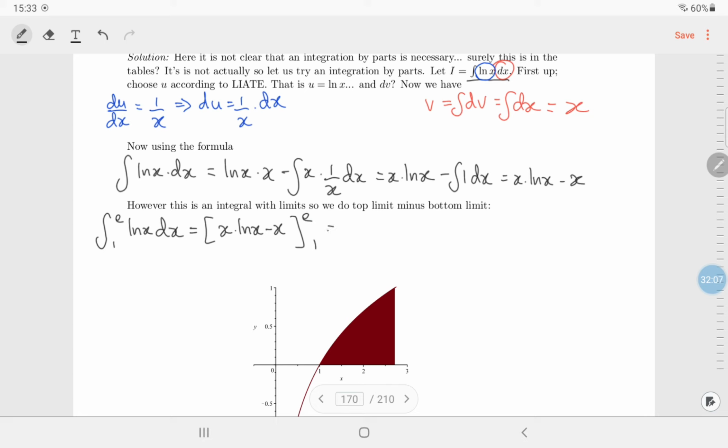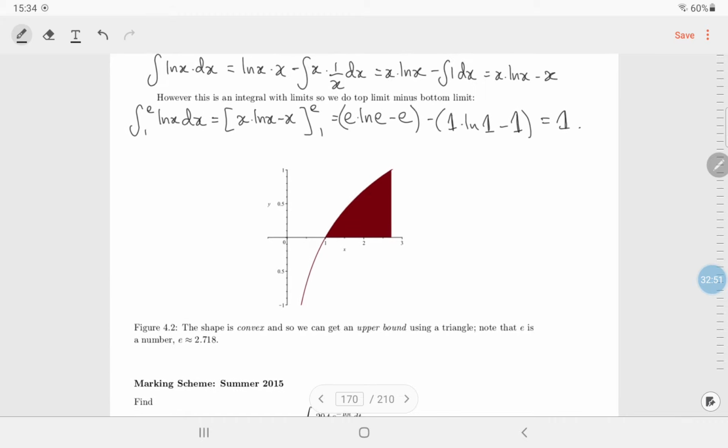So put in the top limit, so put in the e for all the x's, you get e log of e minus e, that's substitute top limit, minus substitute bottom limit, so that'll be 1 log of 1 minus 1. You can bang this into the calculator if you want, but I'll tell you what you're going to get. ln of e is just 1, so the first bracket is e by 1, which is e minus e, which is 0. Then in the second bracket, you've got log of 1, which is equal to 0. So you end up with 0 minus 1 by 0 minus 1. You're just left with minus minus 1. You just get 1. Okay.